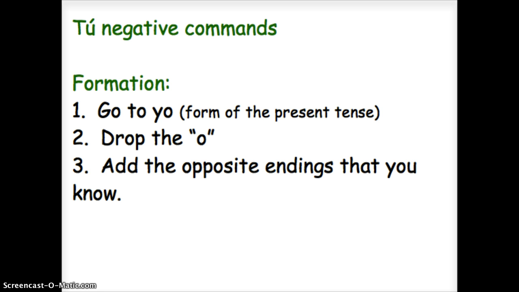So let's break that down. You're going to go to the yo form of the present tense, so the o, as, a, amos, an song, to remind you of the present tense. Drop the o off of the yo form, and what's left is your base. And you're going to be adding opposite endings to that. By opposite endings, I mean if it's an AR verb, you're going to be adding ES. If it's an ER or IR verb, you're going to be adding AS. So opposite of what you normally would have in the present tense.